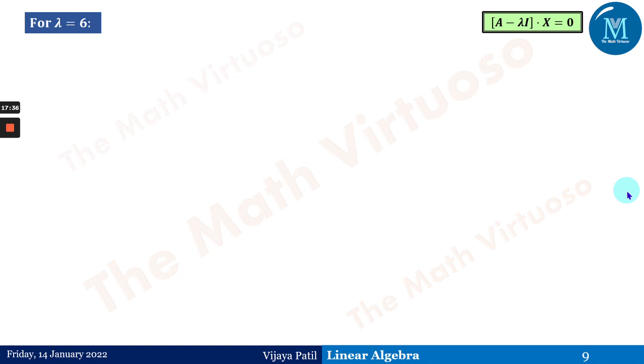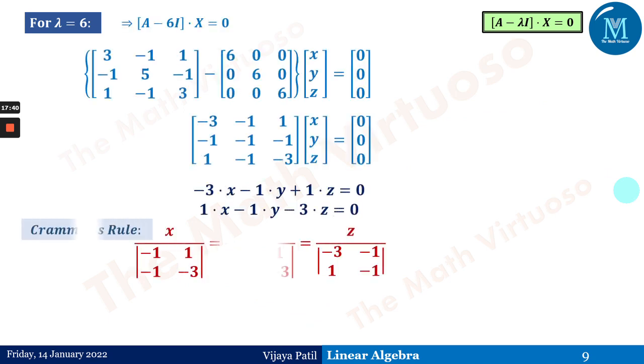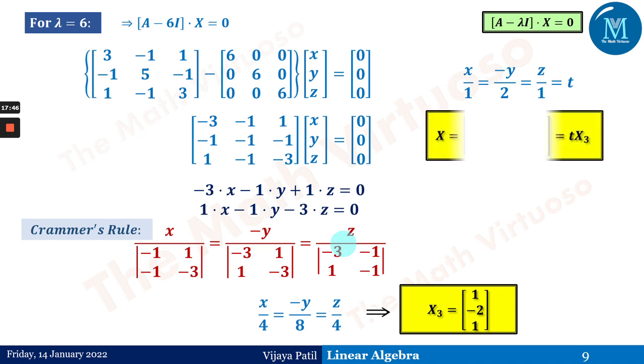Similarly, you can scroll through the steps we have written for the next eigenvalue. The basis formed here is 1 minus 2 1. So this can be written as one of the vectors, or you can have this as a basis for lambda equals 6.